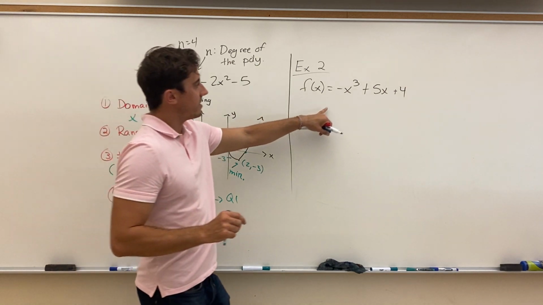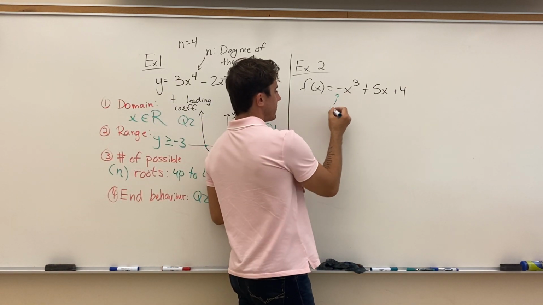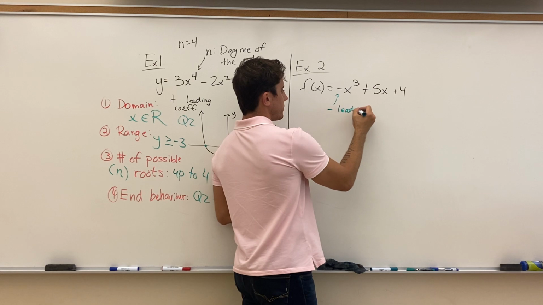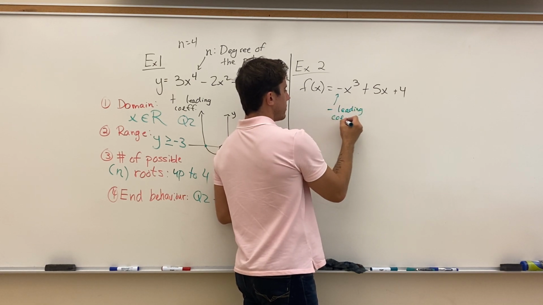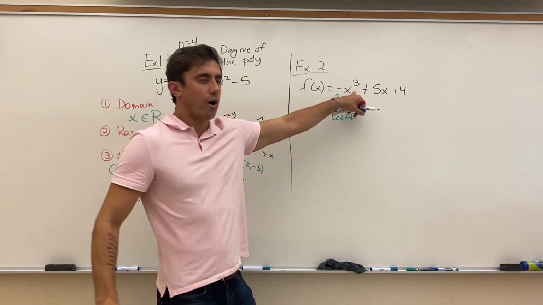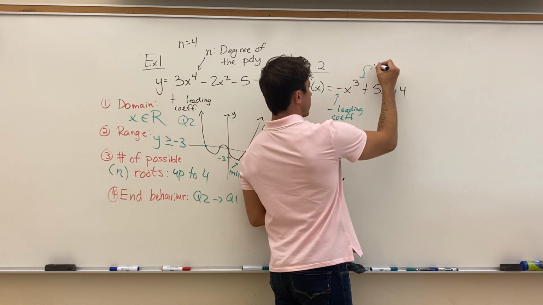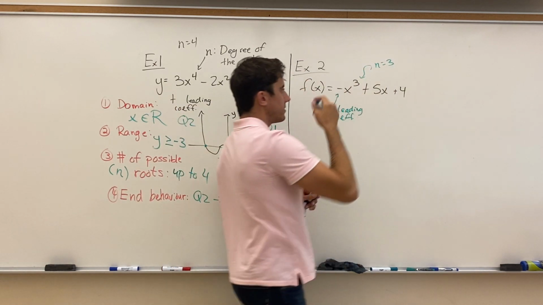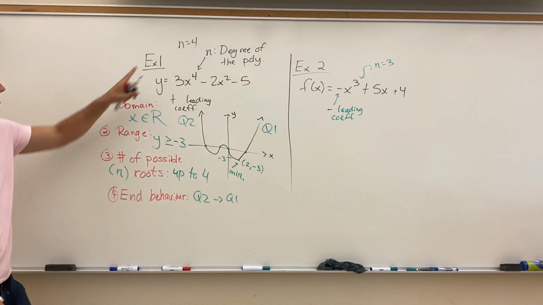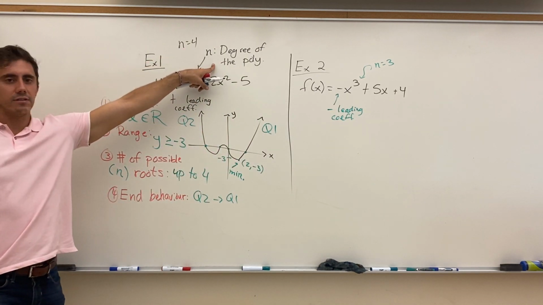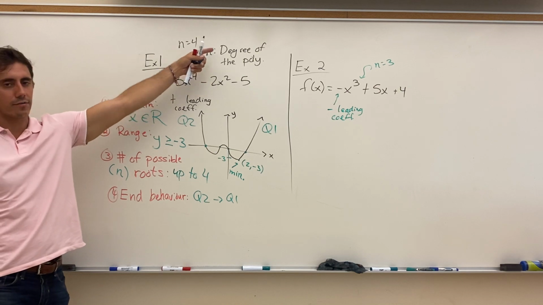Example 2, this time we have a negative leading coefficient, and we have an odd degree polynomial, a cubic of degree n equals 3. Again, we're going to use the notation of n being the degree of our polynomial. Saves us a lot of writing.